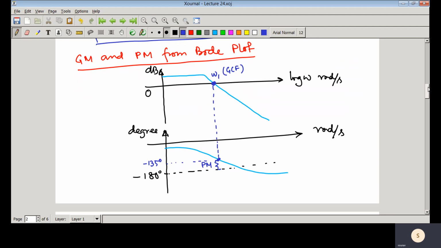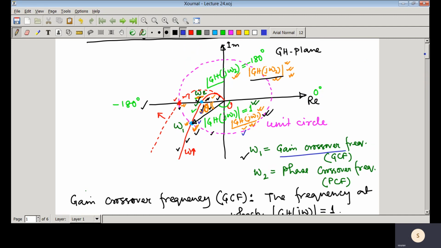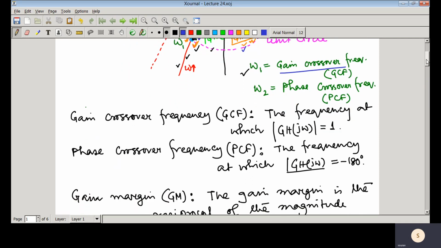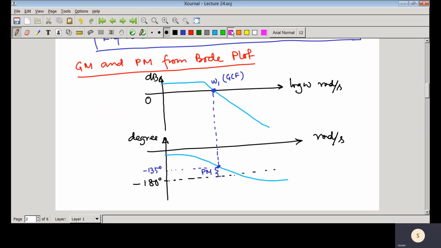So now what is the gain margin? We have seen that in the case of gain margin, we first need to calculate omega 2. So omega 2 is the phase crossover frequency where it crosses the minus 180 degree axis, the negative real axis. Here we can see this is the frequency, this is the point where it crosses minus 180 degrees. So this is that frequency, omega 2, the phase crossover frequency.